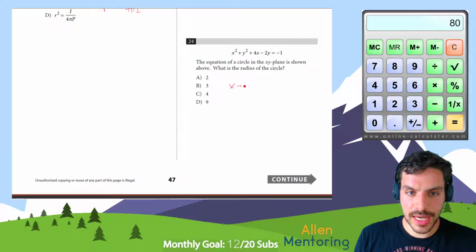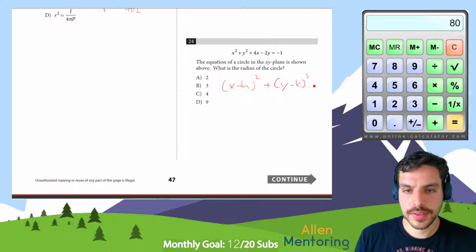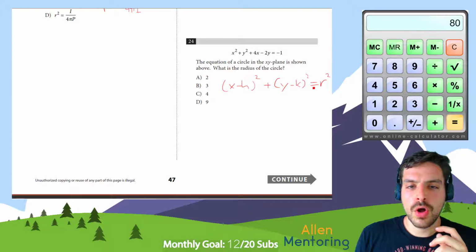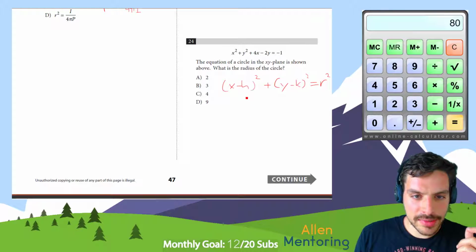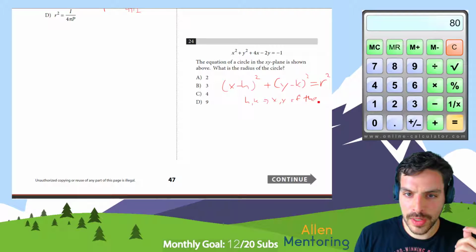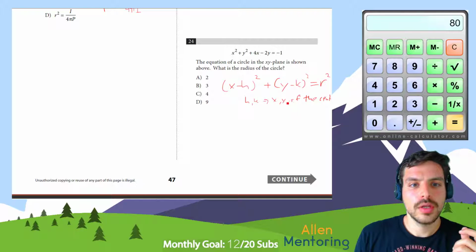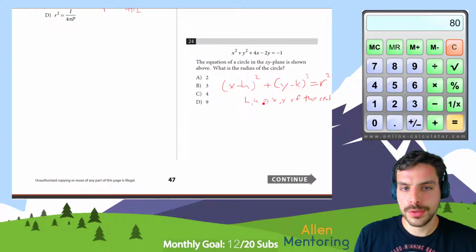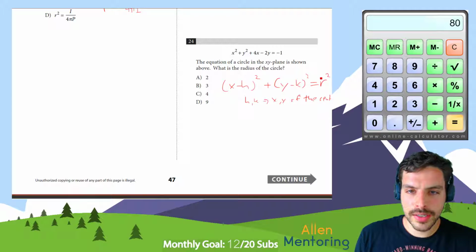Standard form is (x minus h) squared plus (y minus k) squared is equal to r squared. Okay? So what do all these things mean? h, k is the xy coordinate of the center, the very center of the circle. So if it was (x minus 2) squared and (y minus 3) squared, then the center would be 2, 3. And r squared, r is equal to the radius.